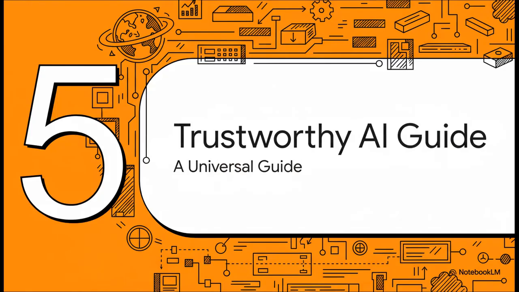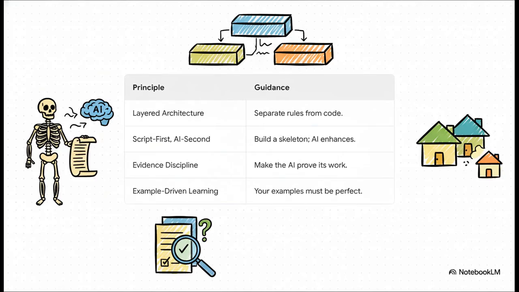So let's zoom out for a second. We've been deep in the weeds on a very specific case study, right? But these techniques, they're not just for writing tax reports. They're basically a universal guide for building any kind of serious AI that you actually need to trust. So if you're going to remember anything, remember these 4 big takeaways. Number 1, separate your rules from your code with a layered architecture. Number 2, always use the script first, AI second approach. Build that deterministic skeleton first. Never start with a blank page.